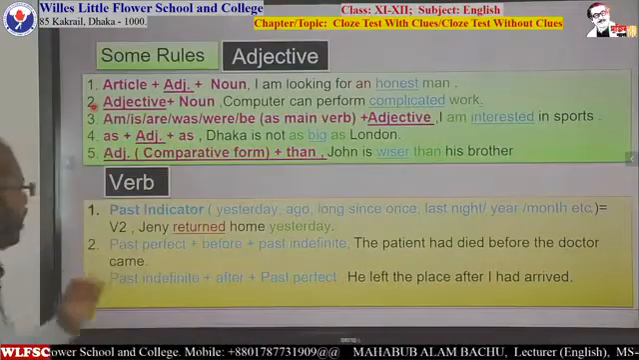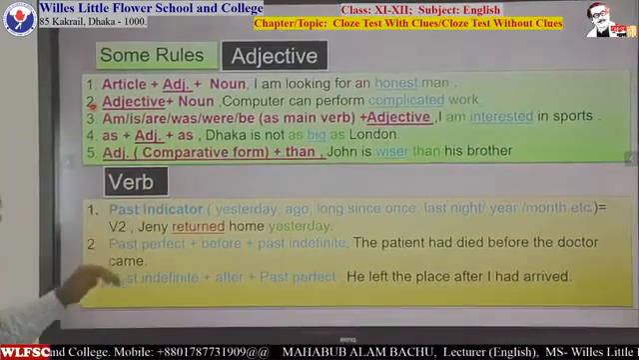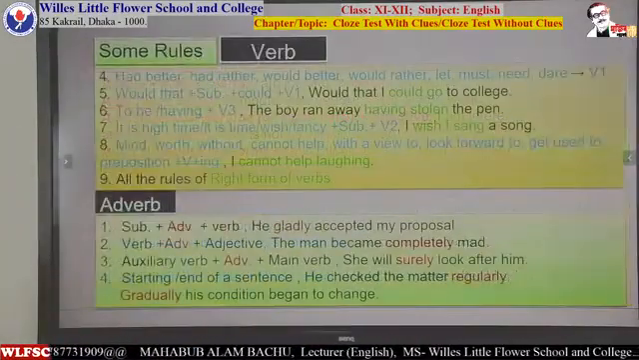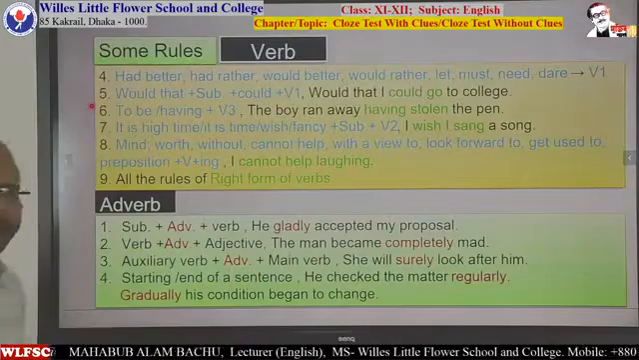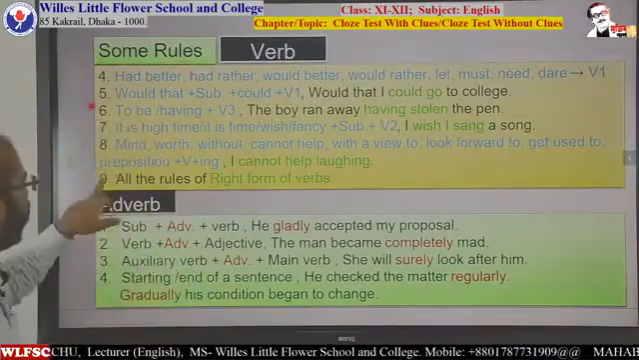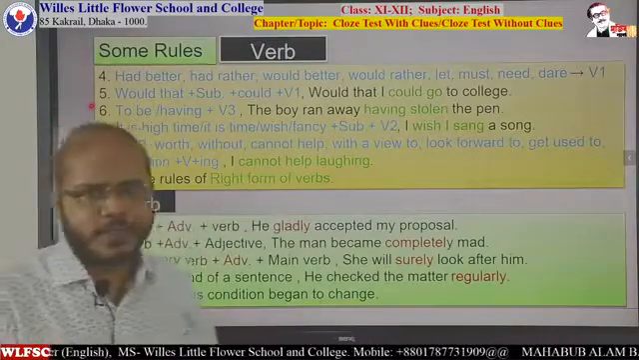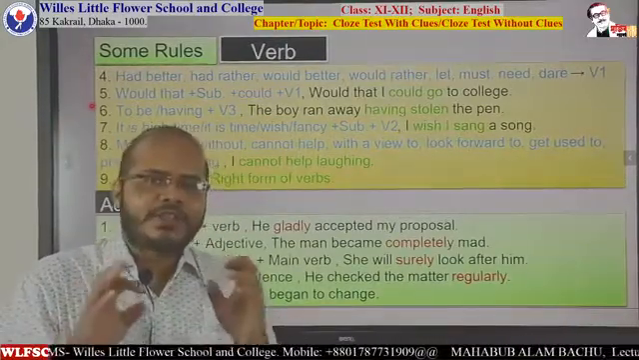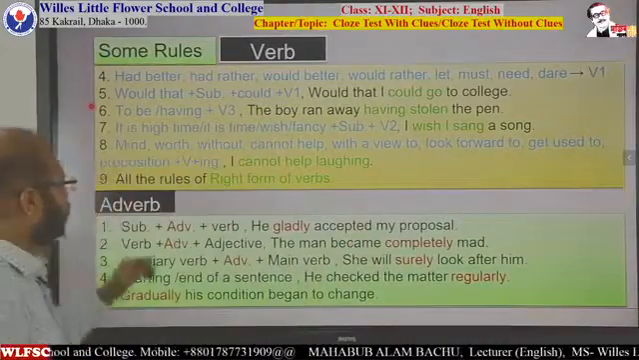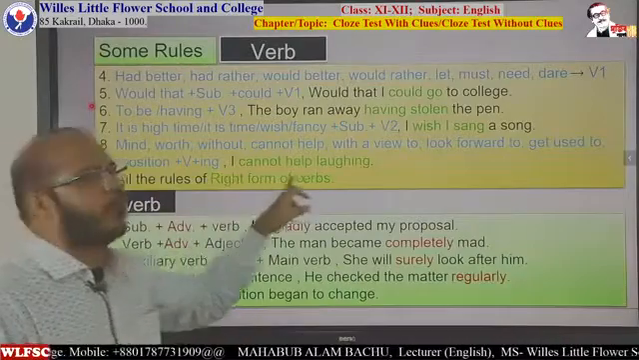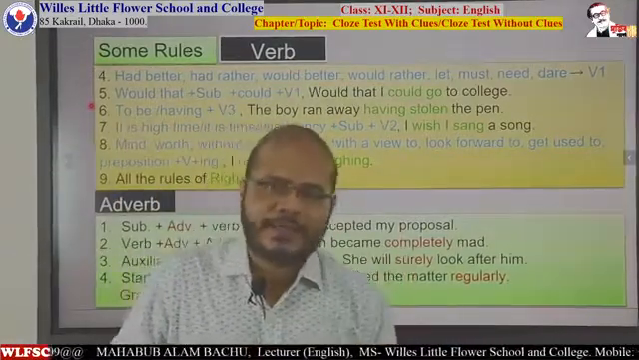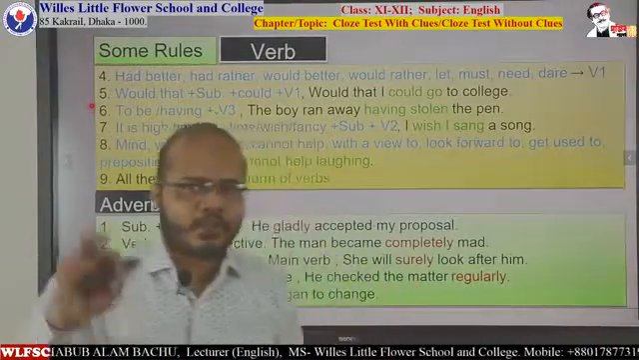Verb, past indicator. So for verbs, you see some rules here, and go to the next one. There are also rules, and finally I have to tell you that you have to go through all the rules of right form of verbs. This is the gist, and as our class time is limited, you have to know all the rules of right form of verbs. And if you know all the rules, you will be able, inshallah, to answer these questions.